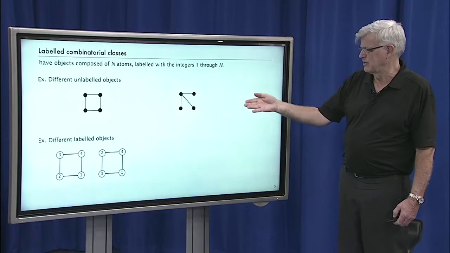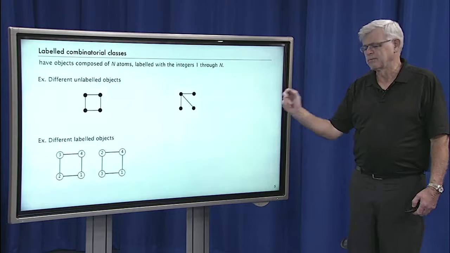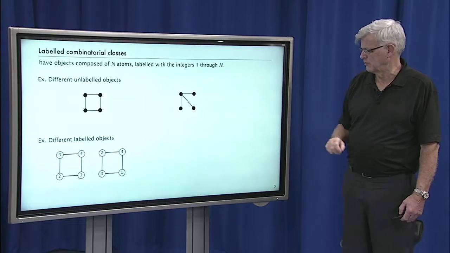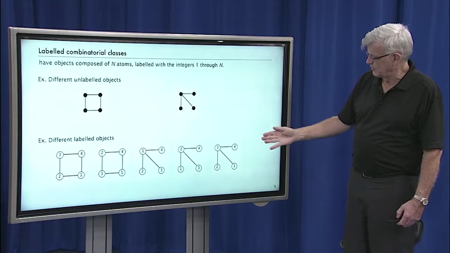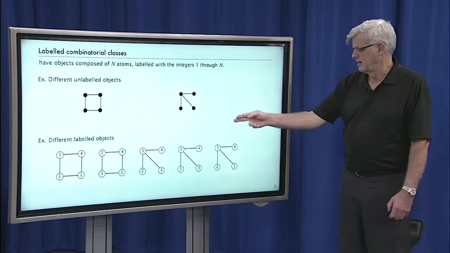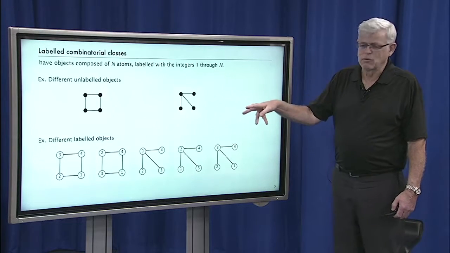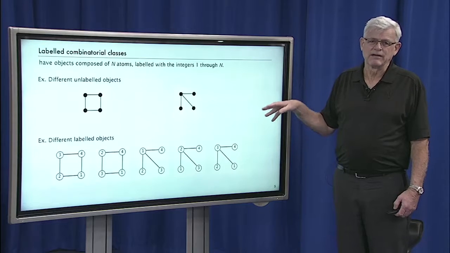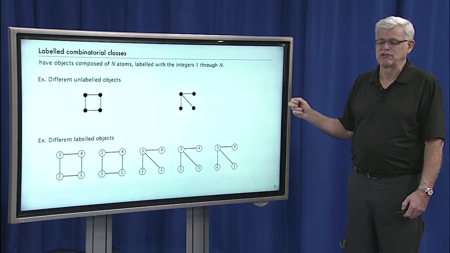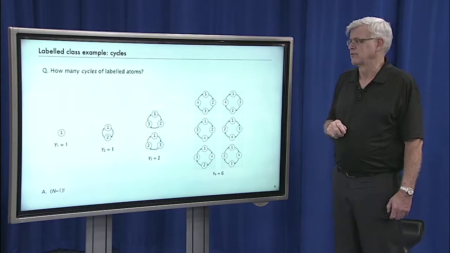So these are two different labeled objects because the labels go in different order around the square. You can't transform one into the other. Or these are different labeled objects because the one without degree 3 has a different label in each of the cases. So there are many more possibilities for labeled objects, and as we'll see, that's why we use exponential generating functions instead of ordinary generating functions.